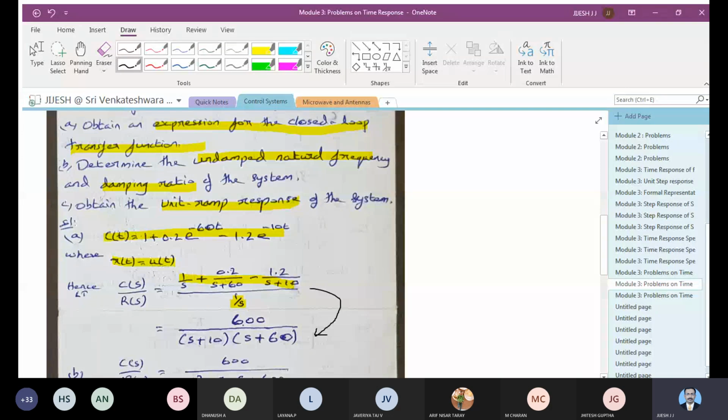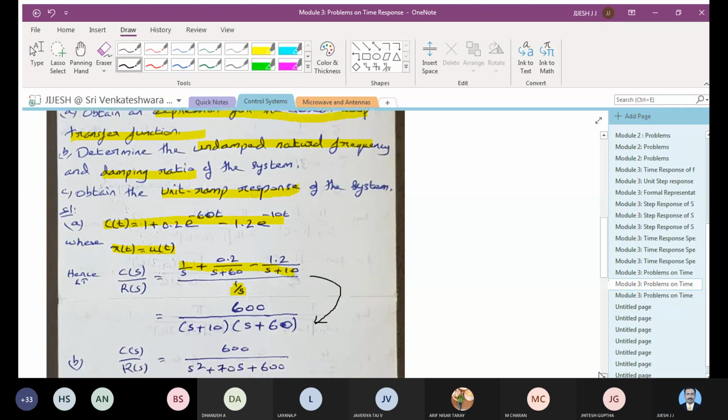So what is the first one? Obtain the expression for the closed loop transfer function. You got the transfer function, that is C(s)/R(s) = 600/((s+10)(s+60)). What is the next one? Determine the underdamped natural frequency and damping ratio. You need to find those things. So we will take this transfer function, try to simplify it further, and get the equations for natural frequency as well as the damping ratio.